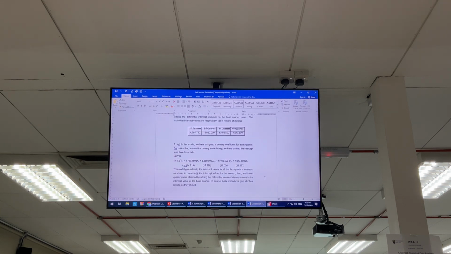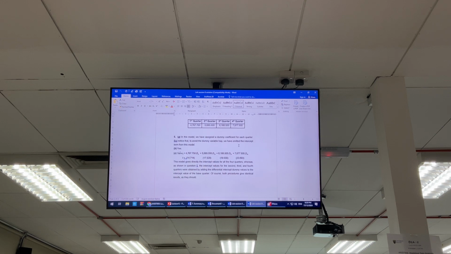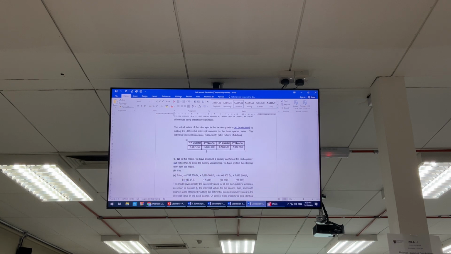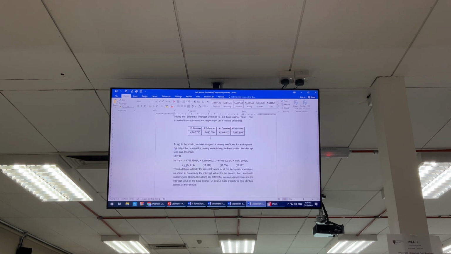So how do you interpret this? As given here, we have assigned a dummy variable for each quarter, but to avoid the dummy variable trap, we omitted the intercept term for this model. To estimate the model, we have run a regression through the origin, meaning that we exclude beta 0. Then compare the result with the previous one. This second model gives us the direct estimate of the sales for each quarter, not only the differential.